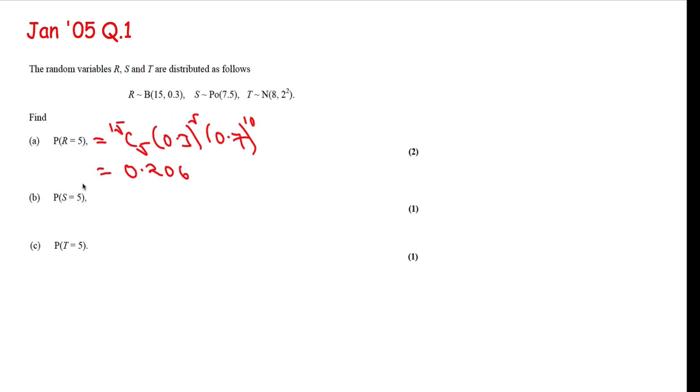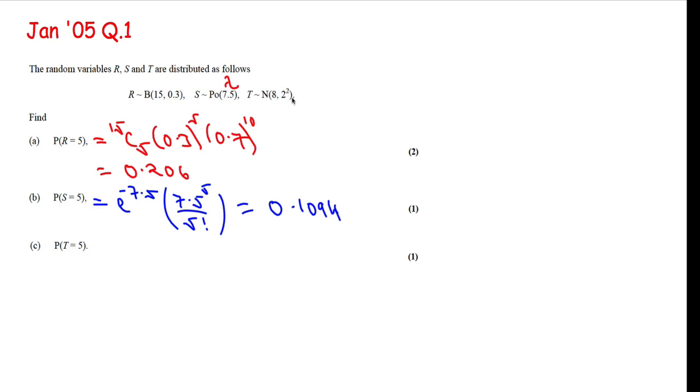For S, we want the probability that S is 5. Well, S has a Poisson distribution. The parameter is 7.5, or lambda is 7.5. So let's swap over colours here. Probability that S equals 5. Again, we're going to have to use a formula. So it's going to be e to the minus lambda, e to the minus 7.5, times lambda, which is 7.5, to the power of x, which is 5, all over x factorial, which is going to be 5 factorial. And when we plug that into our calculator, we get 0.1094.